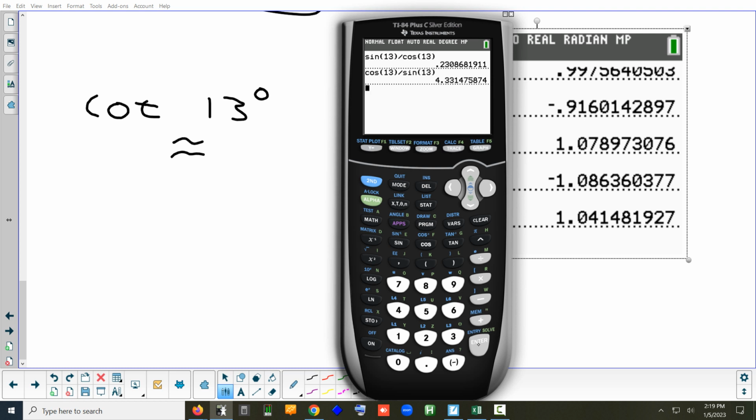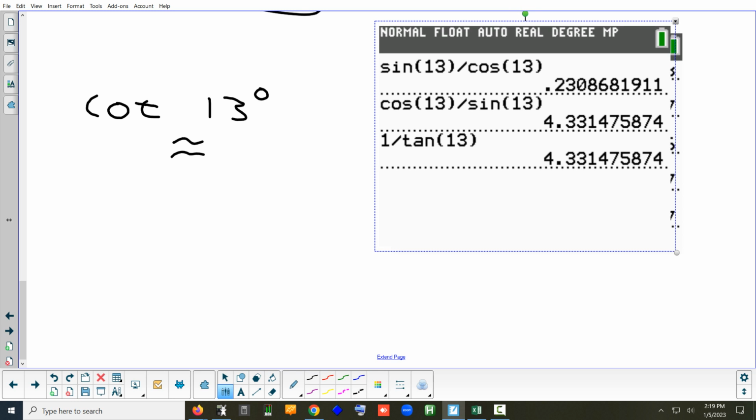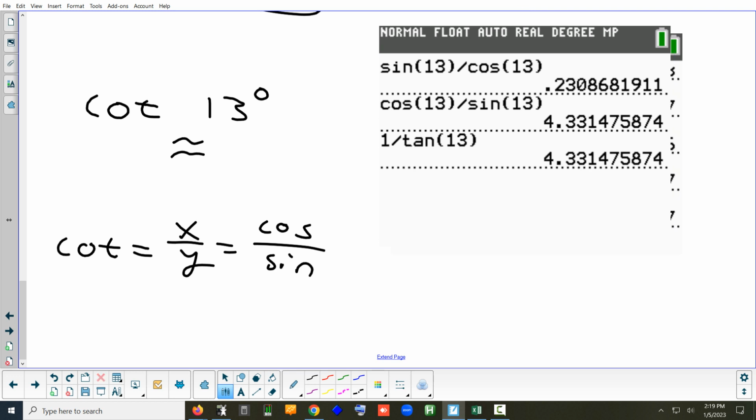But is anybody thinking of a different way? Other than cosine divided by sine? Can we just do 1 divided by the tangent? You can just do 1 divided by the tangent, and you will get exactly the same thing. Because cotangent, remember, is x over y, if you think about it as a coordinate. The x is the cosine, and the y is the sine. So if you take the cosine and divide by the sine, you can get the cotangent that way. But an easier way to do it is to just take the tangent and flip it. But both ways work.